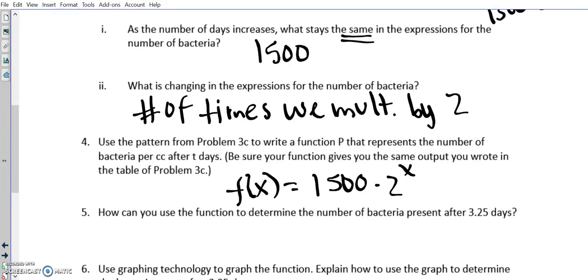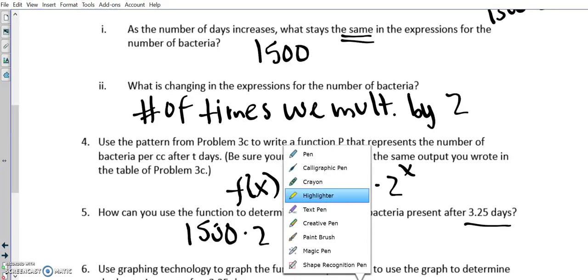So now we can figure out how much bacteria is in the pool after 3.25 days. We already said on the previous page that days, or time, is our x value, and we get out our y value, which is our number of bacteria. So to figure that out, we should get 1500 times 2 to the 3 point, oh my gosh, let me, hold on, I can't even, that's so ugly.